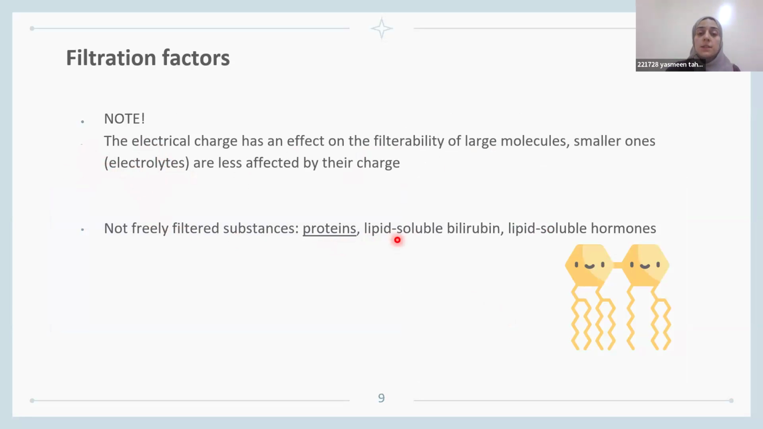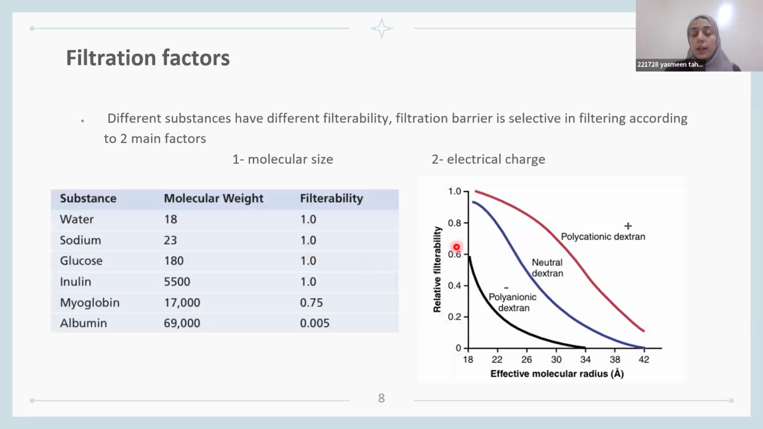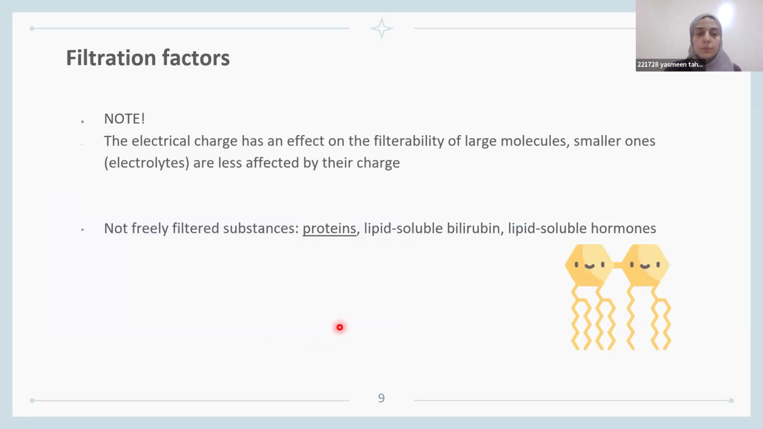And these are some substances that you should know are not freely filtered. The most important one is proteins. This is mainly due to two reasons. One, they are big in size. Two, they are negatively charged. So again, let's go back here. Something on the bigger side with a negative charge is going to have almost 0 filterability. And this explains albumin having a 0.005 filterability.